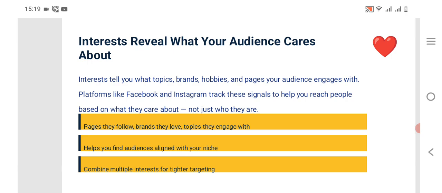Let me give you another example. If maybe you want to search for a site, or maybe an application, if you go to Google and search it, by the time you land back on Facebook, the next thing you'll be seeing is advertisement about that keyword you just searched, which means they are tracking it already. Hope you get that. That's how interest works.